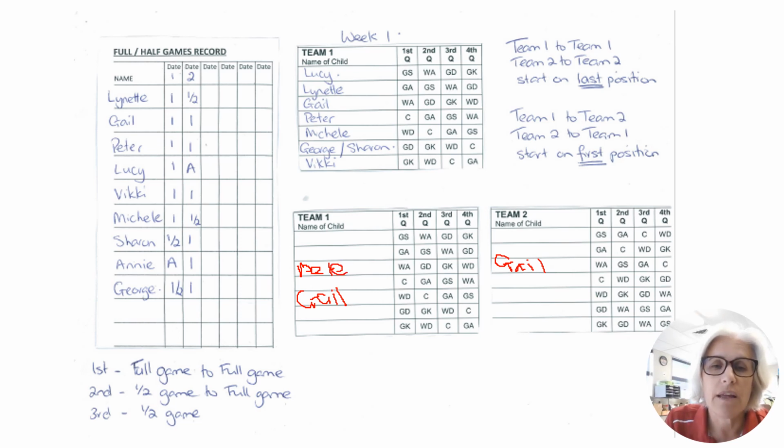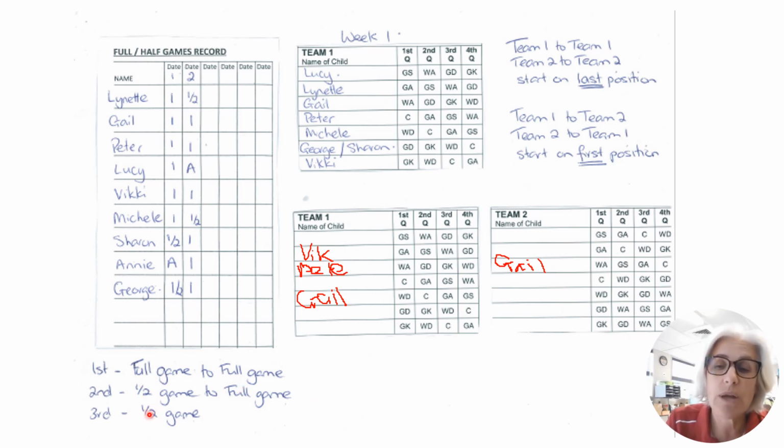Okay, and then my other player is Vicky. Vicky ended up at goal attack, so that's where Vicky will start, and I'll just do Vic. Always do those full game to full game players first. Full game to full game, done.